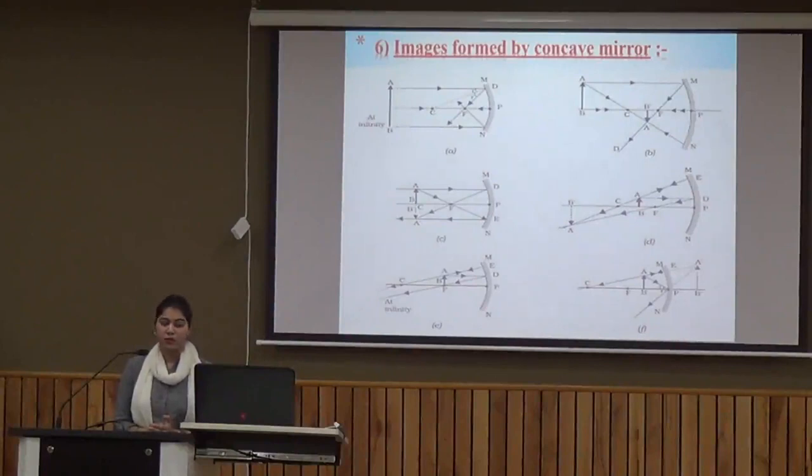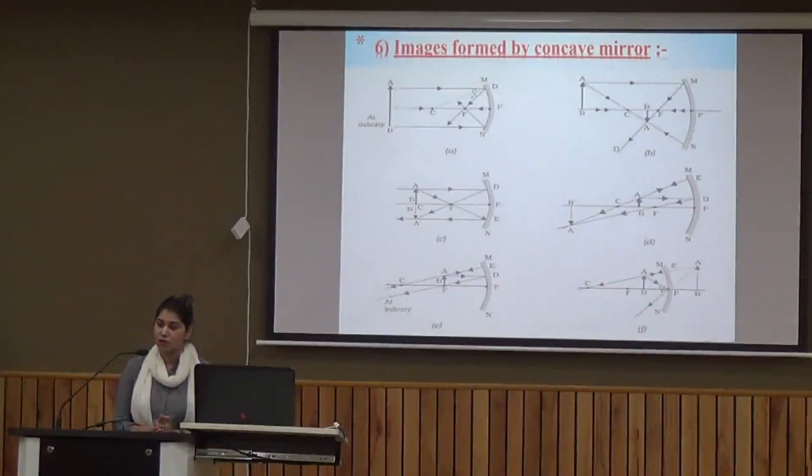Moving on to the second ray diagram, the object is beyond C. As you can see, the image is formed between the focus and the center of curvature. Here, the size of the image is smaller than the size of the object, and the image formed is real and inverted. How can we say that the image is real and inverted? Because it is formed below the principal axis. Moving on to the third ray diagram, the object is at C.